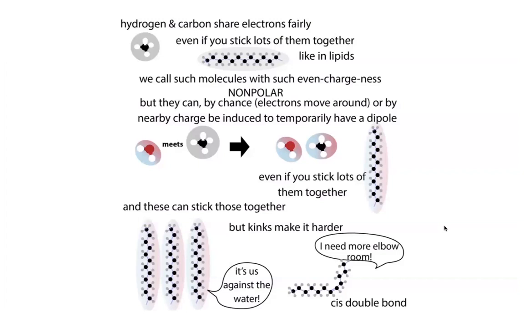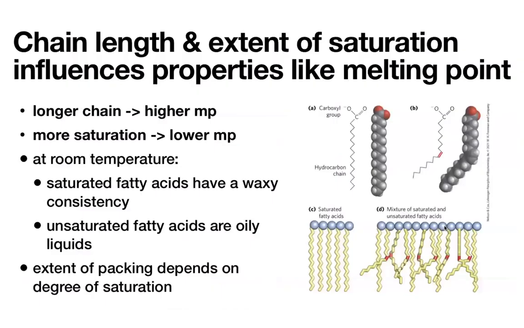So what would we expect to see in terms of our melting point if we introduced one of these cis double bonds? Yeah, we would expect that the melting point would lower. And in fact, it does. So basically, the longer the chain, the higher the melting point, but the more unsaturation, the lower the melting point.